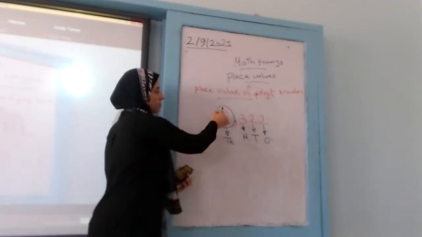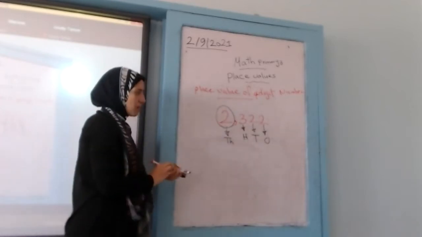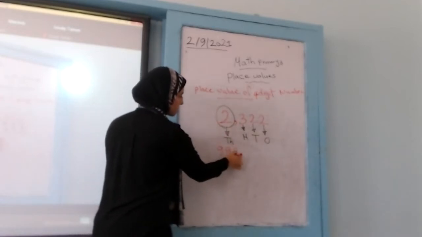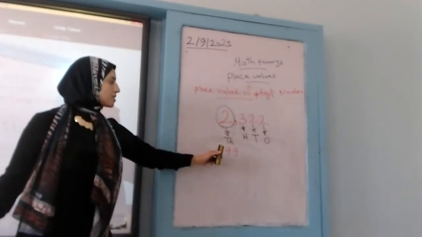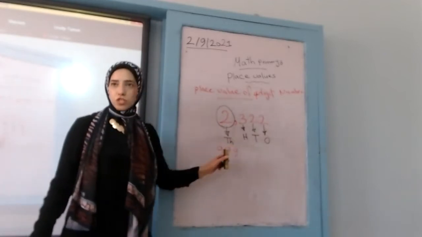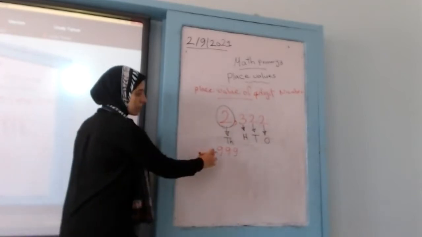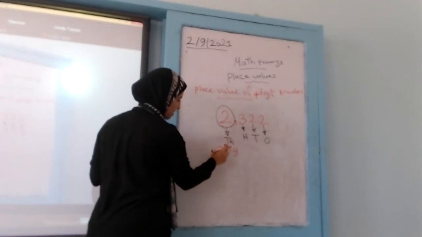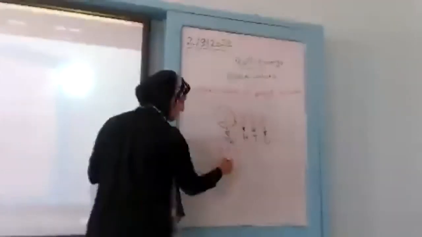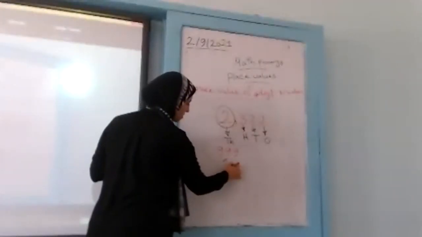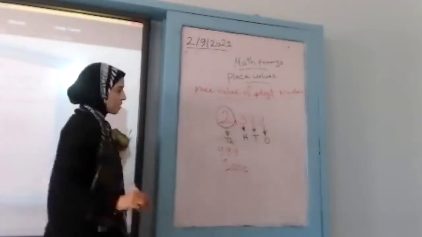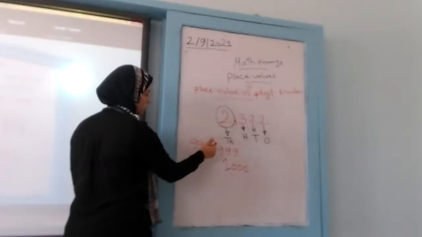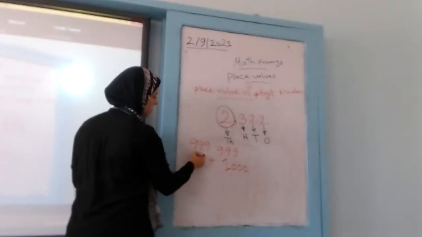The 1,000 is the beginning. 222 is the greatest number consisting of three digits, as we know. The number after it is 1,000. I mean plus addition: 999 plus 1.